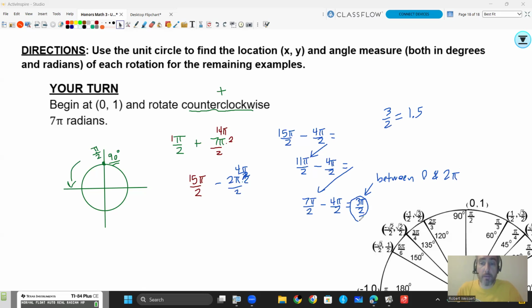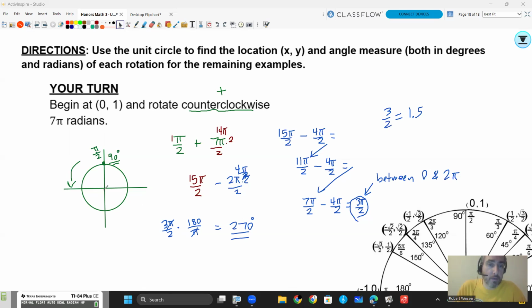We have our angle in radians. Let's get it as a degree and figure out what that coordinate is. So 3 pi over 2 is going to be 270 degrees. I can verify that with you by multiplying by 180 over pi. 3 times 180 is going to be 540, or you can do 180 divided by 2. That's going to be 90. And 90 times 3 is 270. So that's going to be 270 degrees.